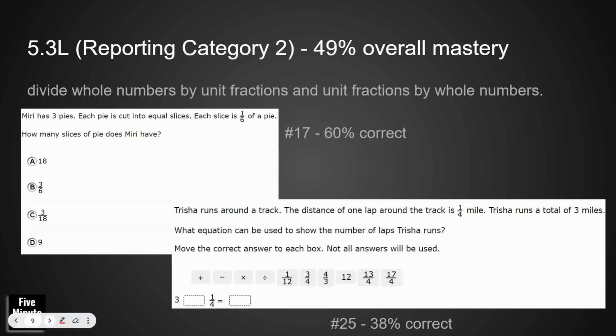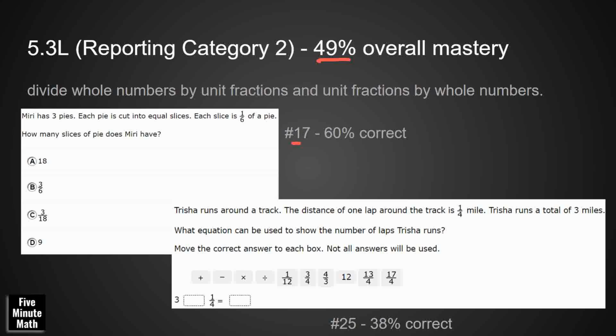All right, 5.3L, we are looking at reporting category 2, 49% overall mastery of dividing whole numbers and unit fractions, some of our favorite standards in 5th grade here. So we did okay on number 17. 60% correct. We're pretty happy with that.